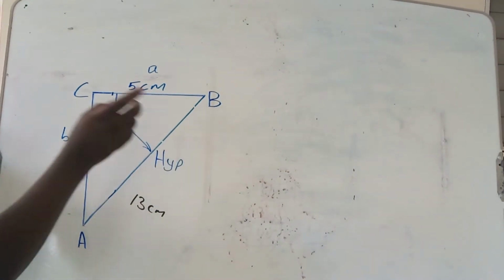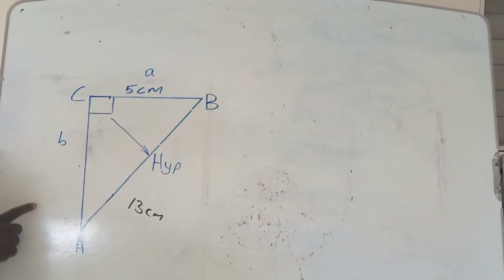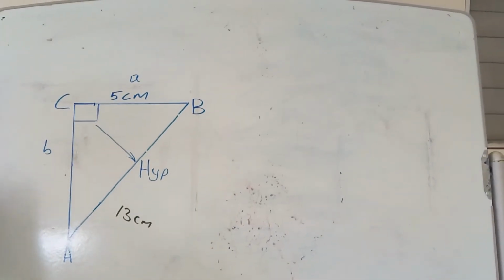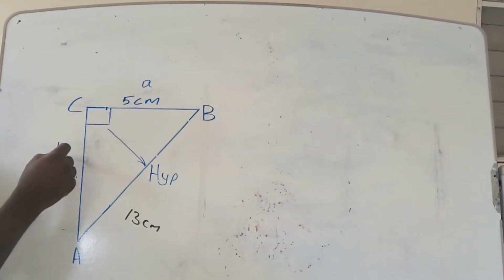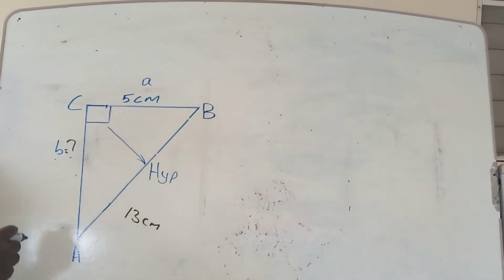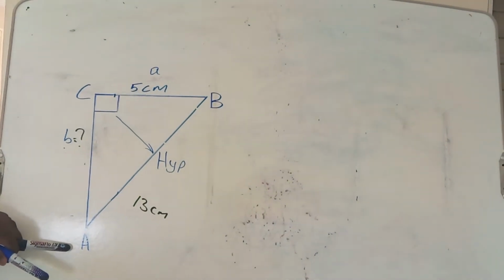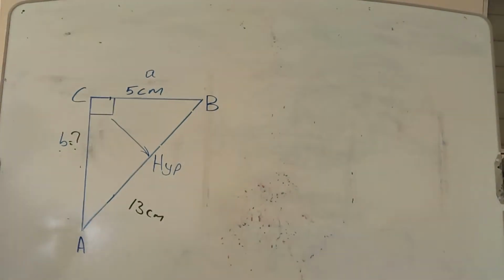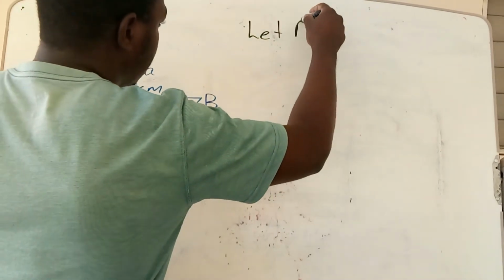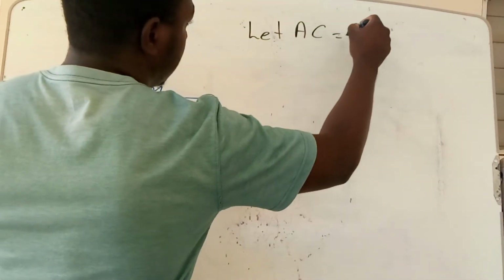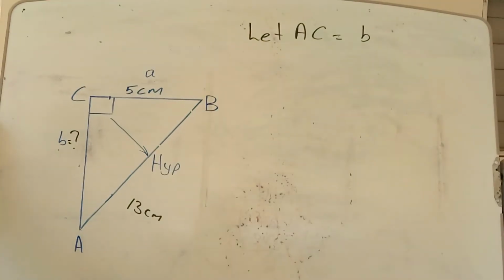So we know that the hypotenuse is 13 centimeter, but let's say that we don't know what AC is. In this case, AC is the same thing as B. So we don't know what this is, and we want to find what B is. Right? They want us to find what B is. So we are going to say, let AC equal B.